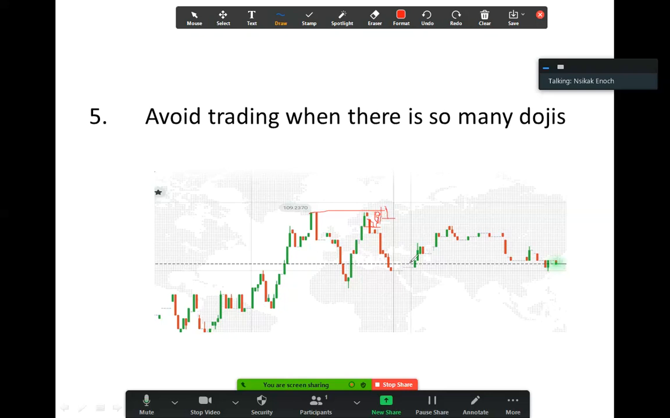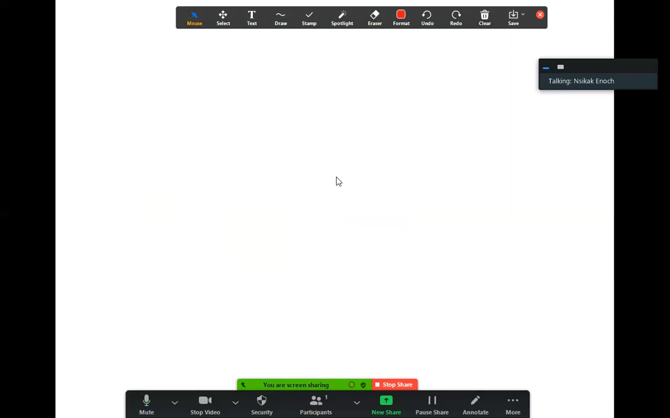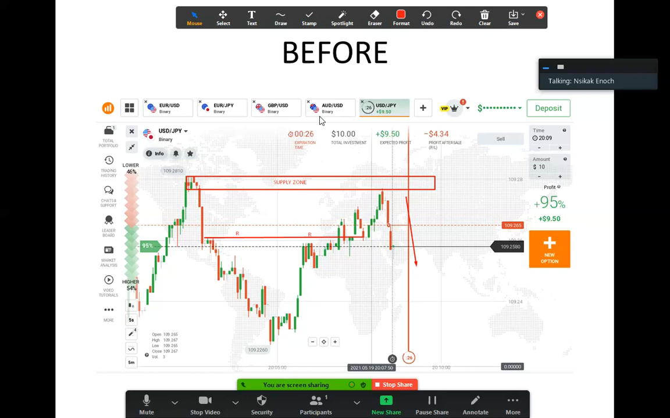So first check the charts. If there are so many doji candlesticks, don't trade. Avoid the chart that has so many dojis. Then the sixth condition, I think that is the last condition. So these are the trades I took.